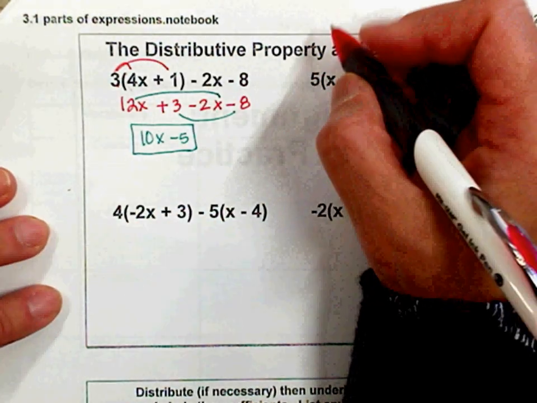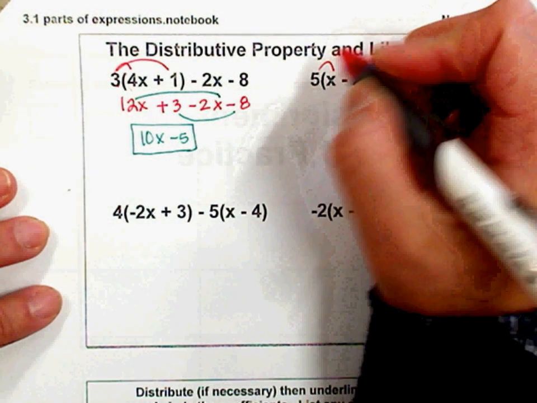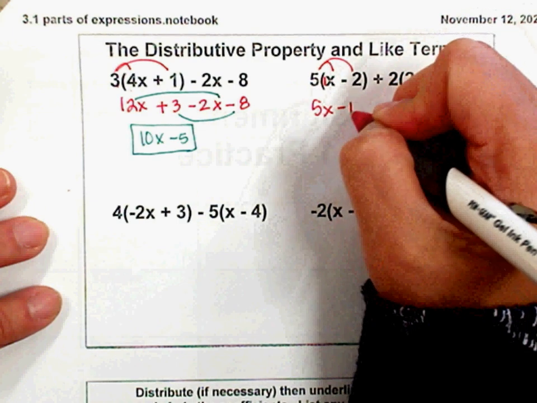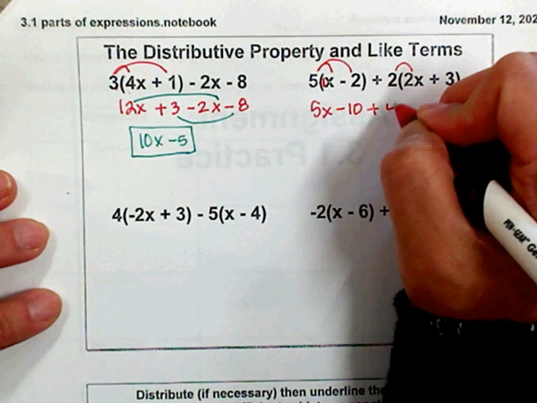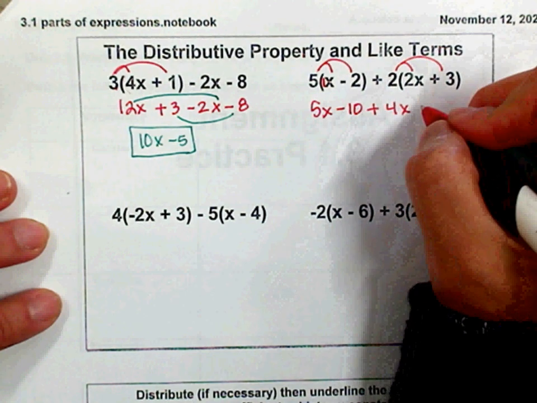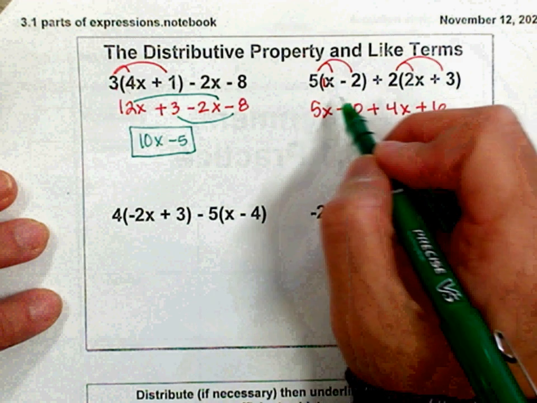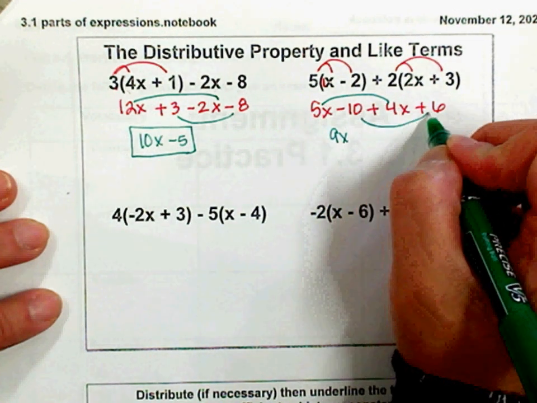Welcome back. 5x, that's a 1. There's a 1 right here. 5 times negative 2, negative 10. Bring it down. 2 times 2 is positive 4x. 2 times 3 is positive 6. Combine your like terms. X's go together, so you have 9x. Constant goes together. Negative 10 plus 6 is negative 4.